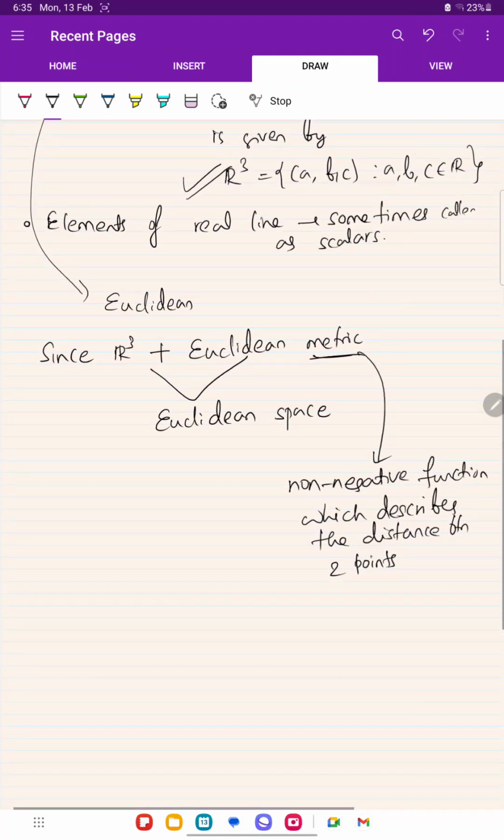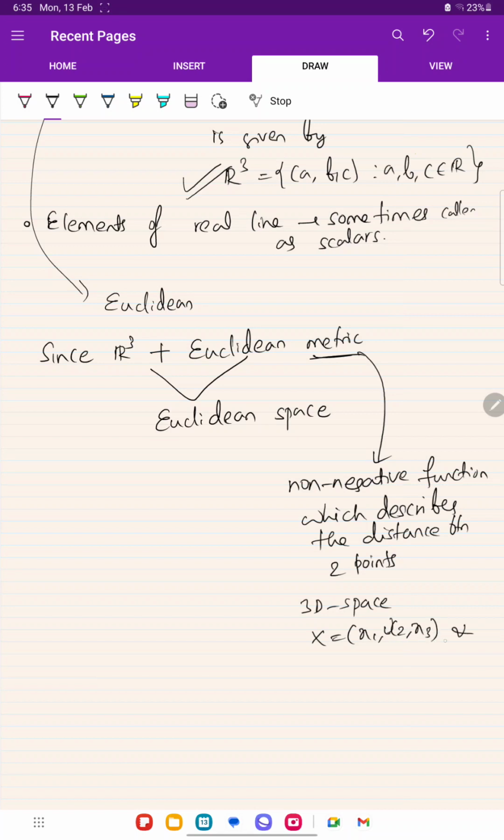Here we are in 3D space. The distance between two points x equal to the ordered tuple (x1, x2, x3) and another point y equal to (y1, y2, y3) is given by d(x, y) equal to the square root of the summation from i equal to 1 to 3 of (yi minus xi) squared. So this is nothing but the distance between two points.